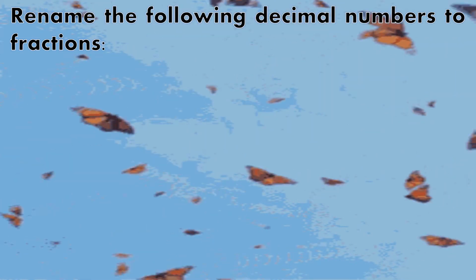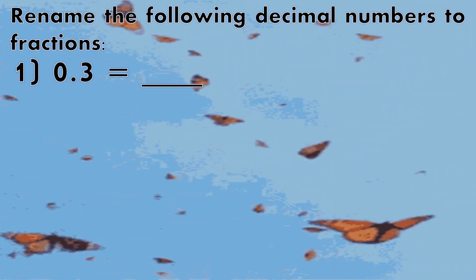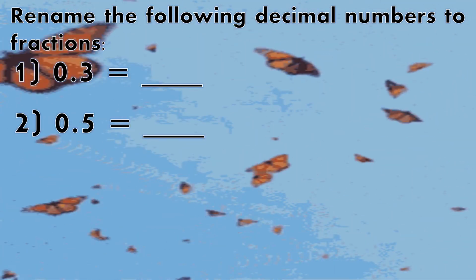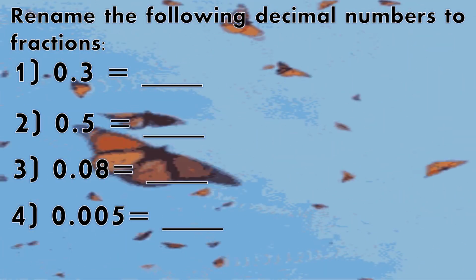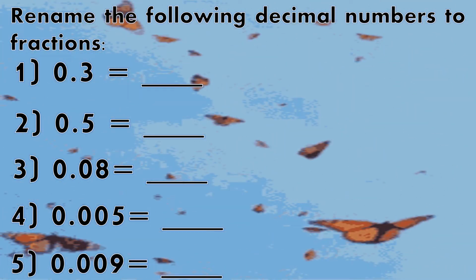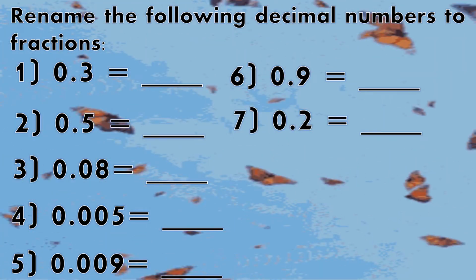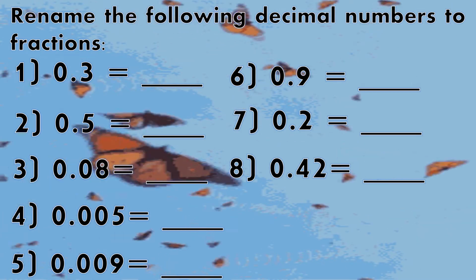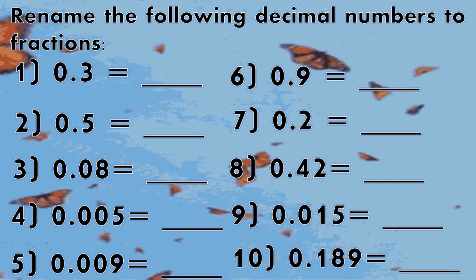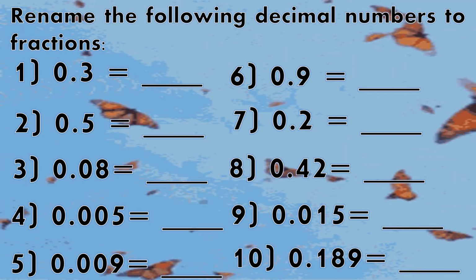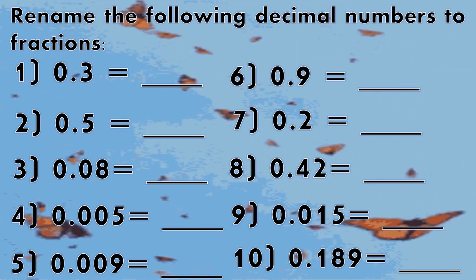Now, class, let us rename the following decimal numbers to fractions. Number 1, 3 tenths. Number 2, 5 tenths. Number 3, 8 hundredths. Number 4, 5 thousandths. Number 5, 9 thousandths. Number 6, 9 tenths. Number 7, 2 tenths. Number 8, 42 hundredths. Number 9, 15 thousandths. Number 10, 189 thousandths. So let us rename those decimals into fractions.